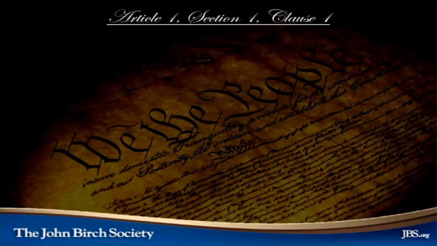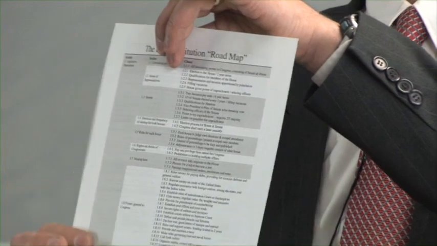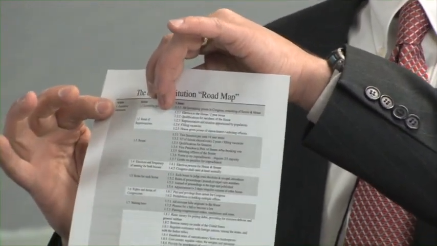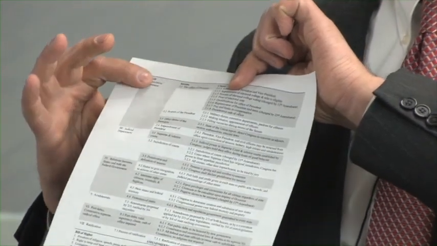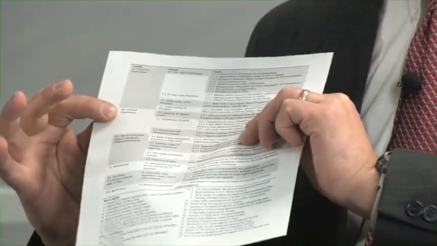Now, I want to draw your attention to this handout called U.S. Constitution Roadmap. It's like a table of contents. The legislative department is the entire first page, Article 1. As you turn over to the back side, you see Article 2, the executive department, Article 3, judicial department.